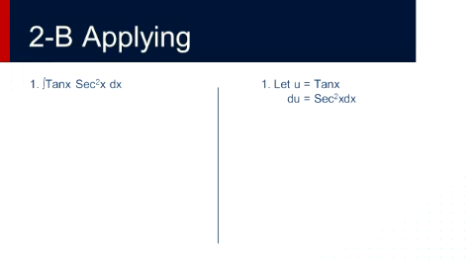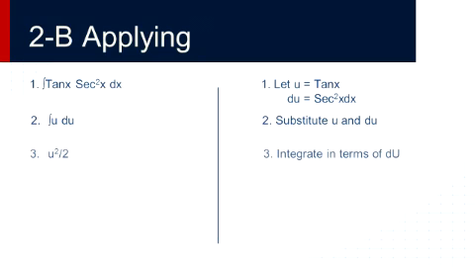And then at that point, we would substitute it. We would substitute u and du in, for we declared that u is equal to tan x, and du, the derivative of u, is equal to secant squared x dx. And then at that point, we integrate in terms of du. And then we plug u back in, and we get tan squared x over 2.